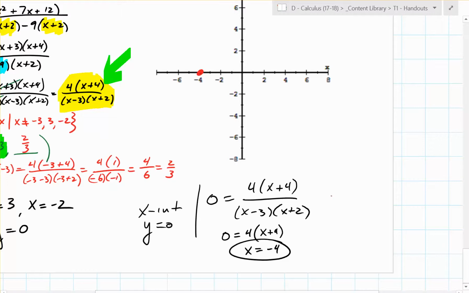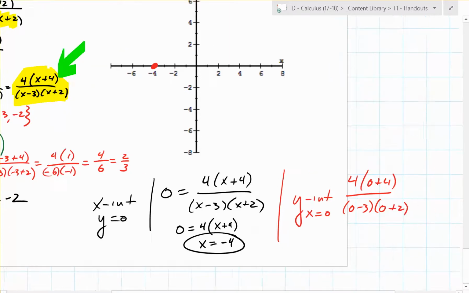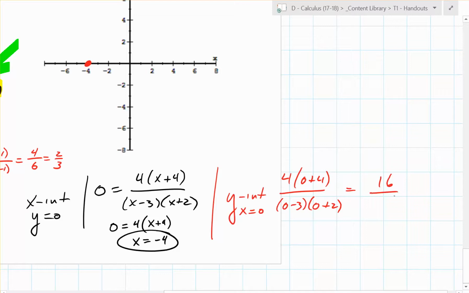Okay, what about the y-intercept? How do we find that? That's when what is 0? X is 0. So that's when we have 4 times 0 plus 4 over 0 minus 3 times what? 0 plus 2? Is that correct? Yeah. So what do we end up with? 16 over what? So that's 8 over what? 3. So the y-intercept is 0, 8 thirds. That's like 2 and 2 thirds?